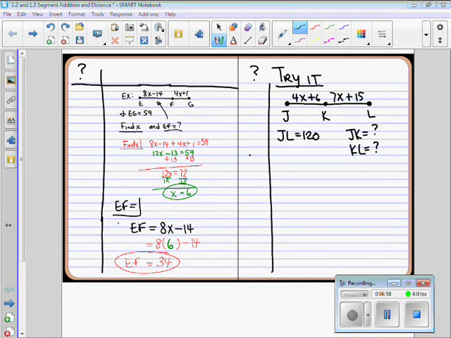I need to find JK and KL, which is exactly like the problem before, just different letters. Remember to find the X and then just plug it in. Put me on pause, come back and check your work.